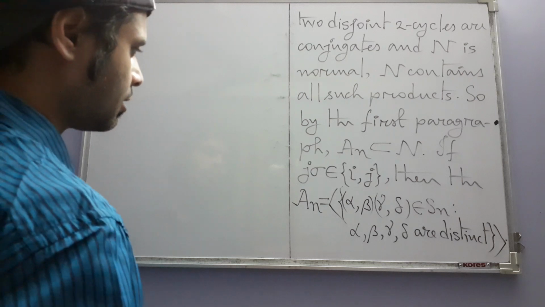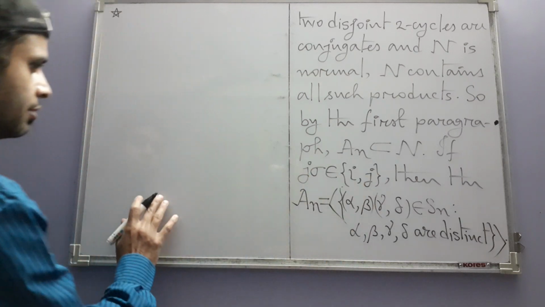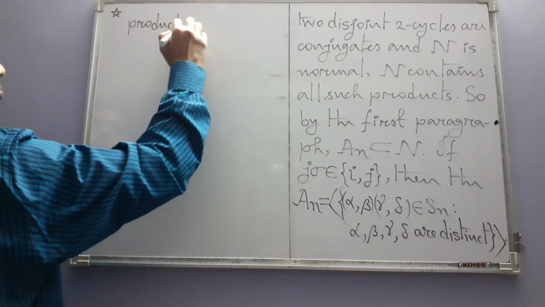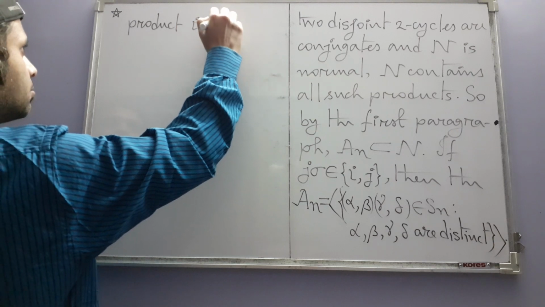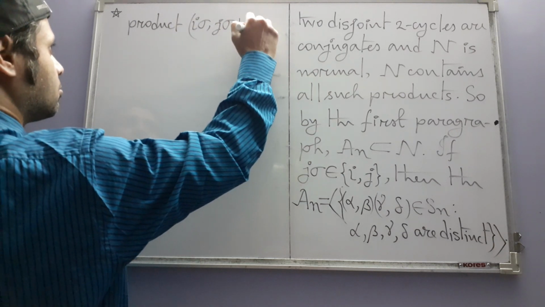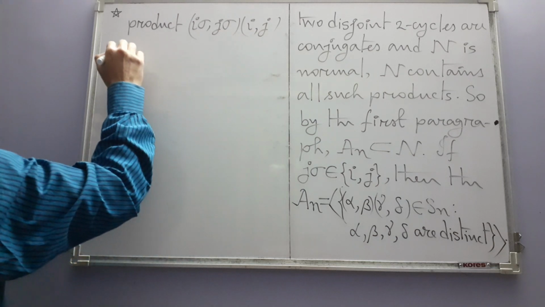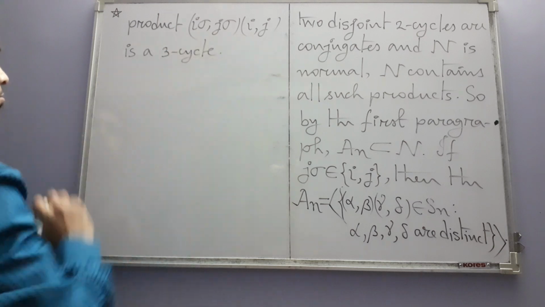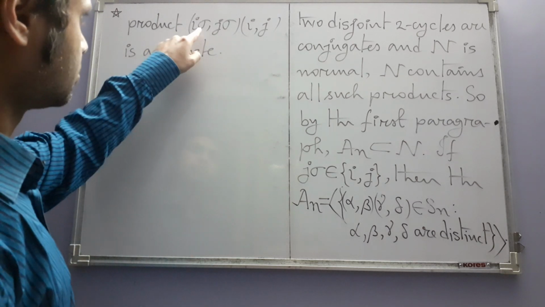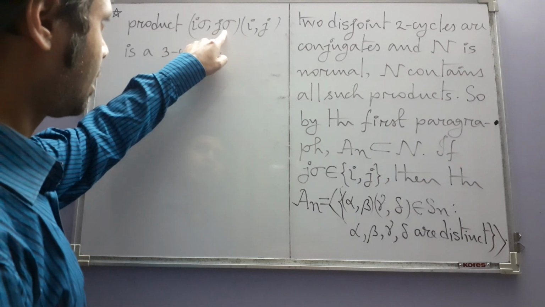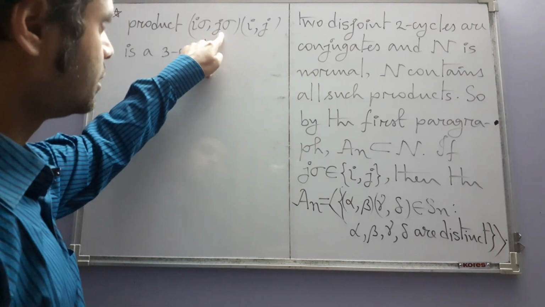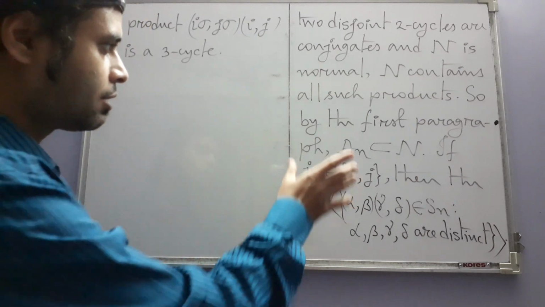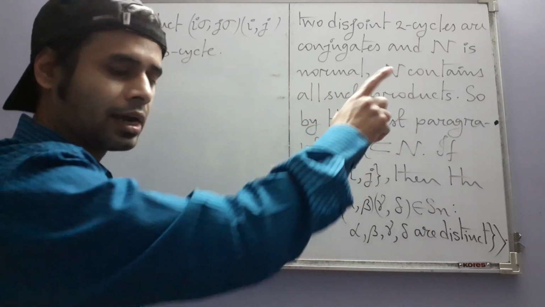Now we are going to argue differently. Then the product iσ jσ i comma j is a 3-cycle, which you can verify. Okay, you just have to take either i here or j here, and then you calculate the product. You will see that you are getting a 3-cycle, much like how we got a comma b comma c in that form there.